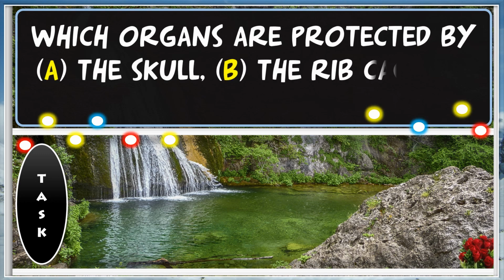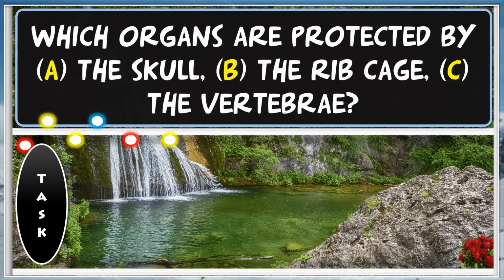Which organs are protected by A. the skull, B. the rib cage, and C. the vertebrae?